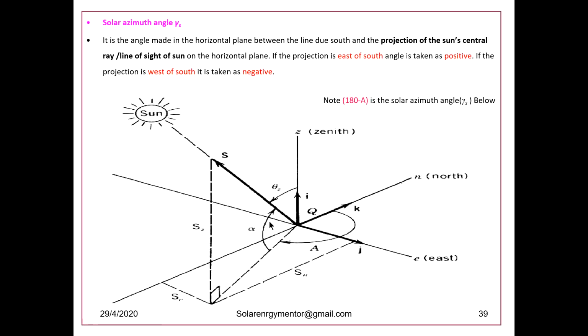What is this? The angle is in a horizontal plane in the direction towards south and the projection of the sun ray. So this is a sun ray, or line of sight of the sun. This is a projection of the sun ray on a horizontal plane, and the angle made by this projection with south is called the solar azimuth angle. Solar azimuth angle is useful in calculating shadow lengths and shadows of buildings.